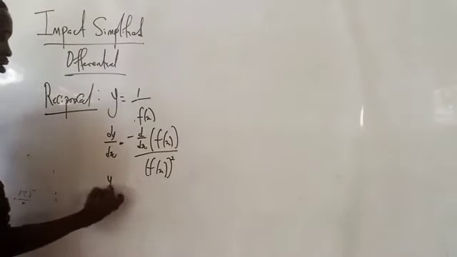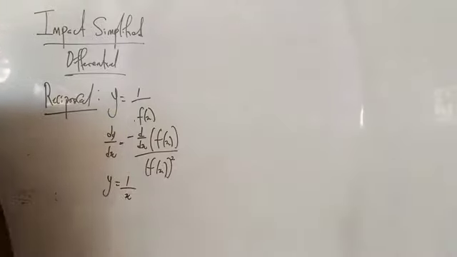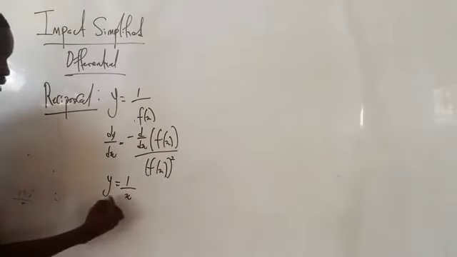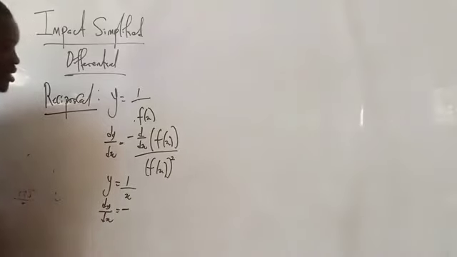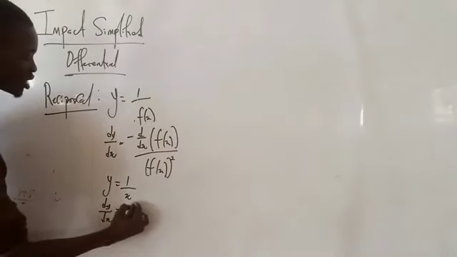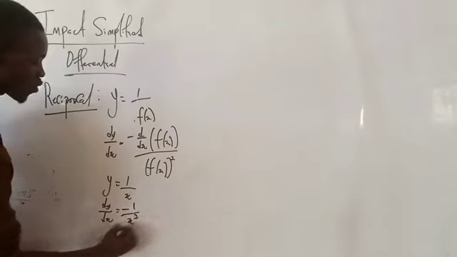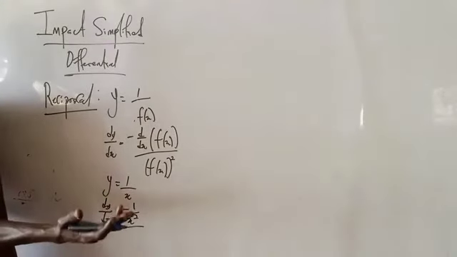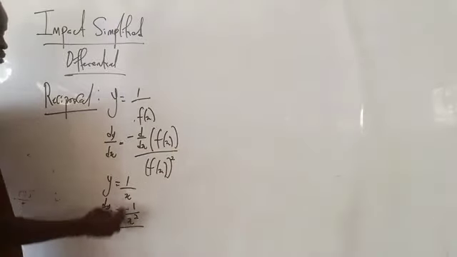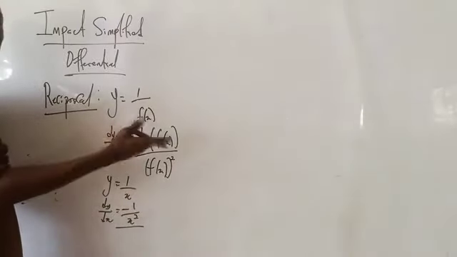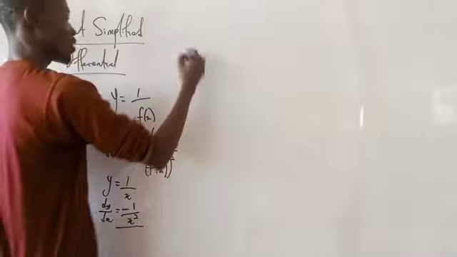For instance, how can we differentiate y is equal to 1 over x? The differential of this will give us dy/dx is equal to minus the differential of the denominator, 1, over the square of the denominator. That means when we differentiate 1 over x, the differential of 1 over x will give us minus 1 over x squared.